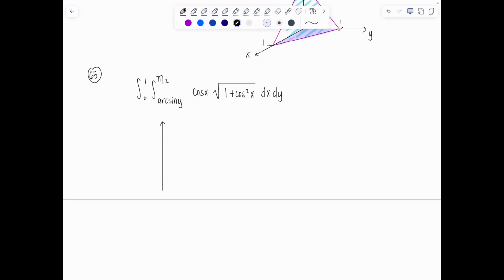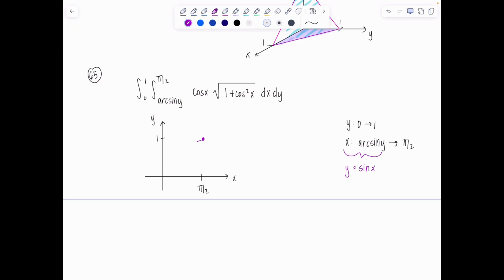Okay, let's draw the base region. So y goes from 0 to 1. X goes from arc sine of y to pi over 2. We know they intersect here, yes. If you want to think of it, this is the same as y equals sine of x, right? And that graph is concave down.